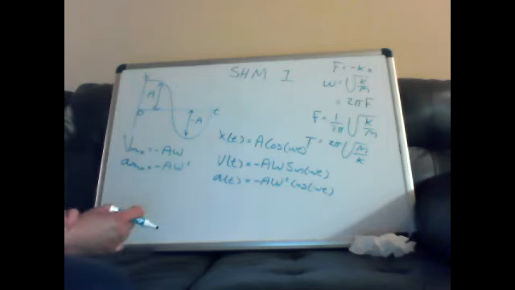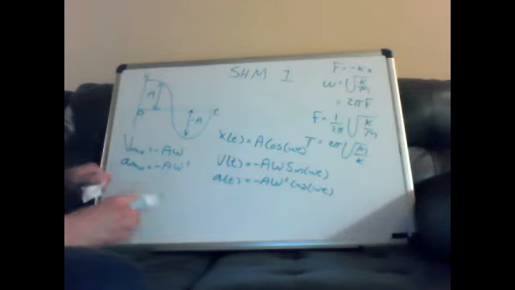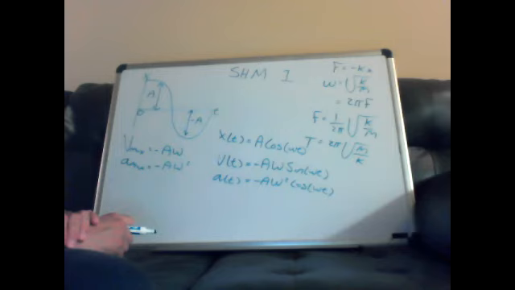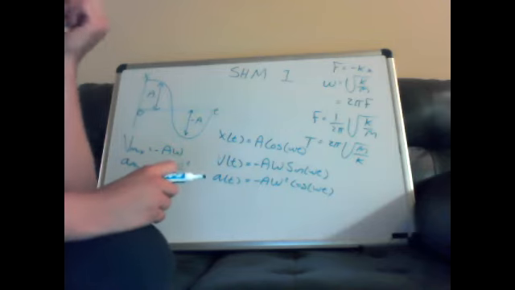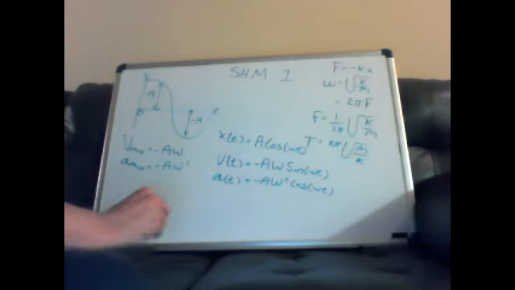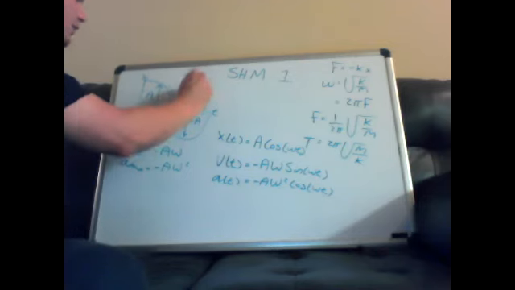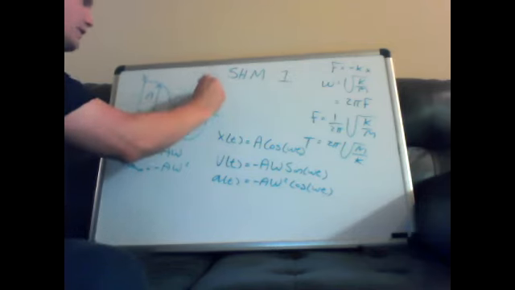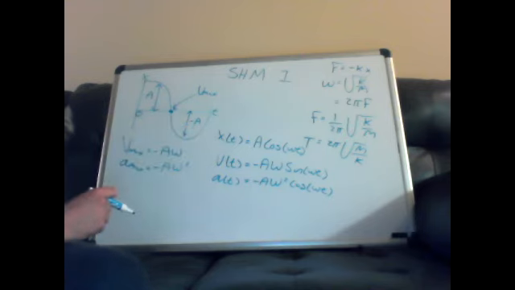So where does this correspond to on our graph? Well, if our velocity maximum is when sine is equal to 1, and our acceleration maximum is when cosine is equal to 1, our velocity maximum occurs right here when our x is equal to 0. And so this point right here, right in the middle, corresponds to your velocity max. And this point right here and this point right here correspond to when the acceleration is the maximum.